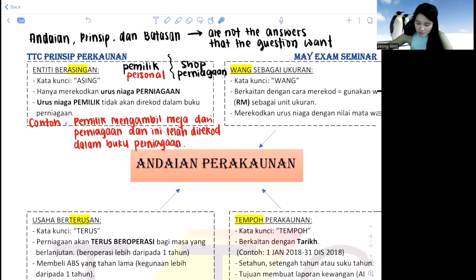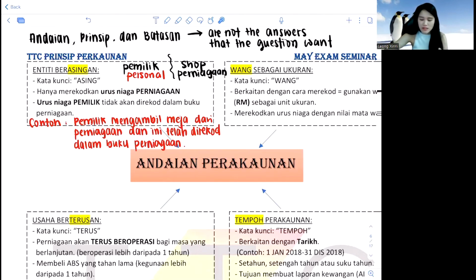But if I said, pemilik mengambil meja dari rumahnya, full stop. What does it have to do with our shop, isn't it? If it's all his personal, I take the meja from my house to my cousin's house. Nothing to do with the shop, so we wouldn't record it inside our buku perniagaan. So therefore, this is the contoh soalan they would like to come up with.